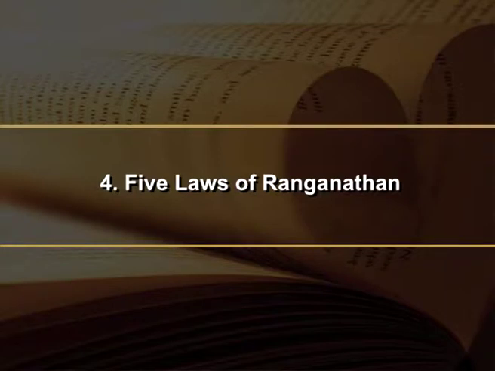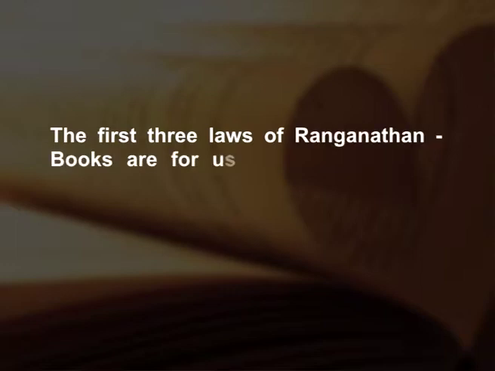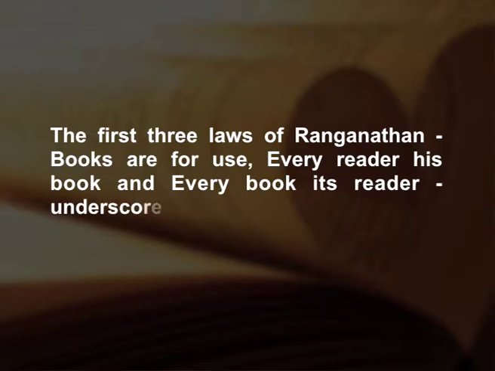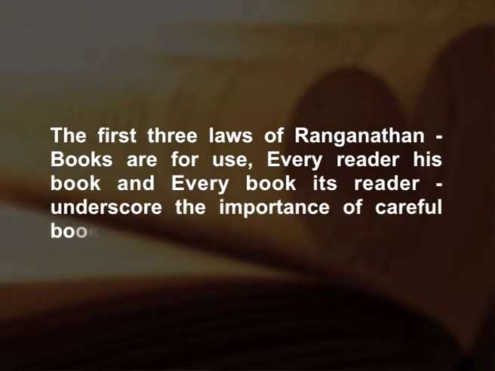Fourth principle is the five laws of Ranganathan. The first three laws of Ranganathan, that is, books are for use, every reader his book, and every book its reader, underscore the importance of careful book selection. If these laws are remembered whenever a book is selected, that will lead to responsible selection.